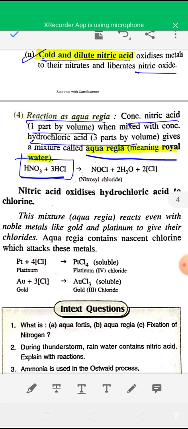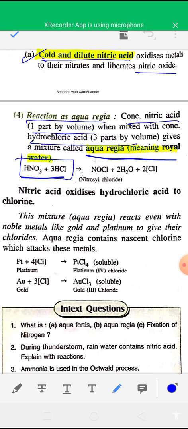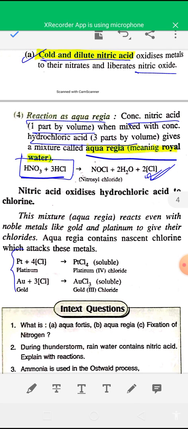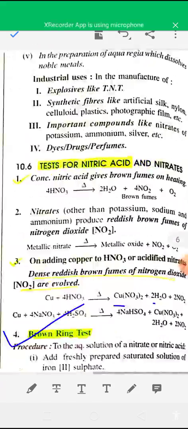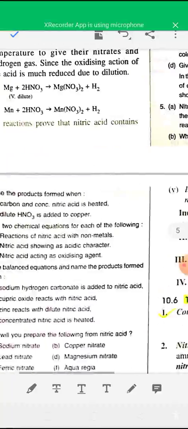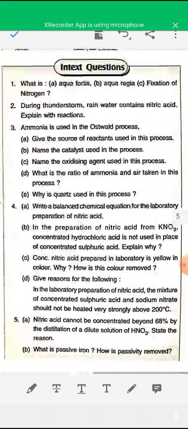Aqua regia can dissolve noble metals like platinum, gold easily, because the mixture of nitric acid and hydrochloric acid produces nascent chlorine, highly reactive chlorine, and this highly reactive chlorine dissolves non-reactive metals like platinum, gold easily. And the last topic, uses of nitric acid, is not required according to the syllabus.